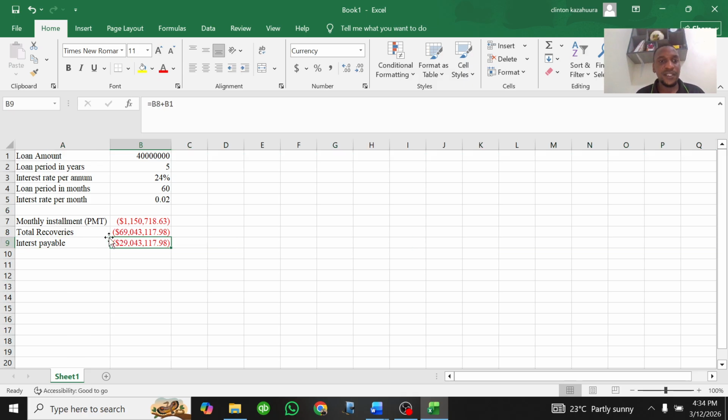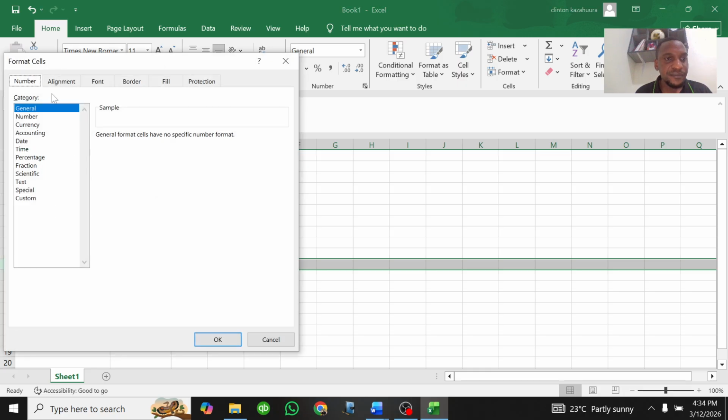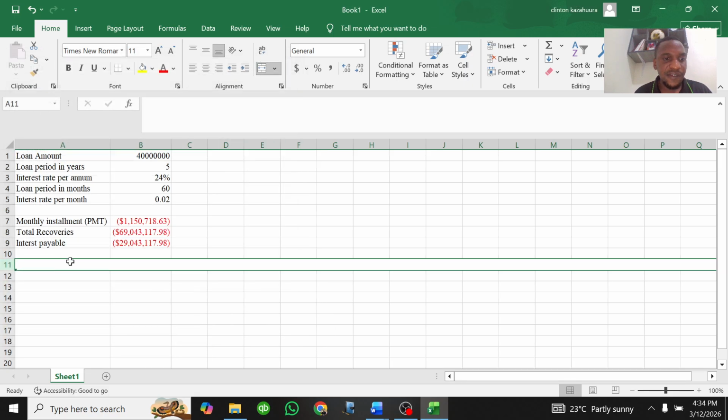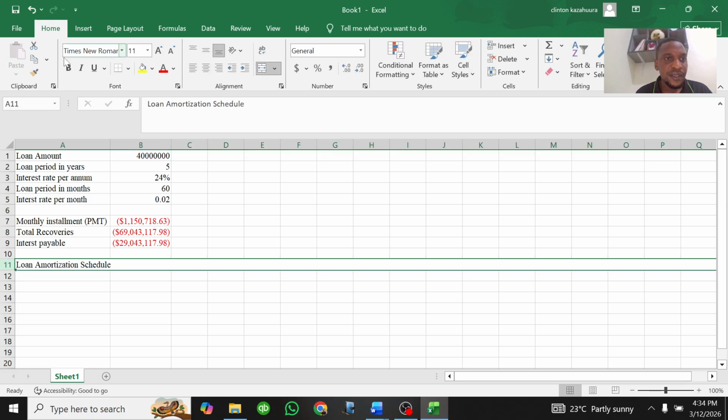So after successfully obtaining that information, I can now successfully prepare the loan amortization schedule. Stay with me. I prepare for you the loan amortization schedule. So I call this loan amortization schedule.